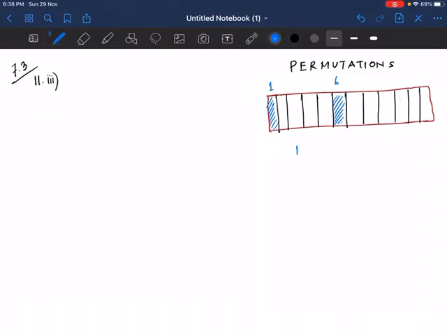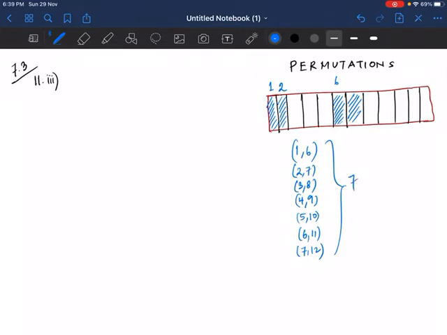So 1, 6. Then if my P lies in the second compartment, then my S has to lie in the 7th compartment. So 2, 7. Likewise, it goes on: 3, 8. Then we have 4, 9. Then we have 5, 10. Then we have 6, 11. Then we have 7, 12. So these are the combinations in which we can put P and S, where we will have 4 letters between P and S. So how many are we getting? We are getting 7 positions in which we can put P and S to get 4 letters between them.